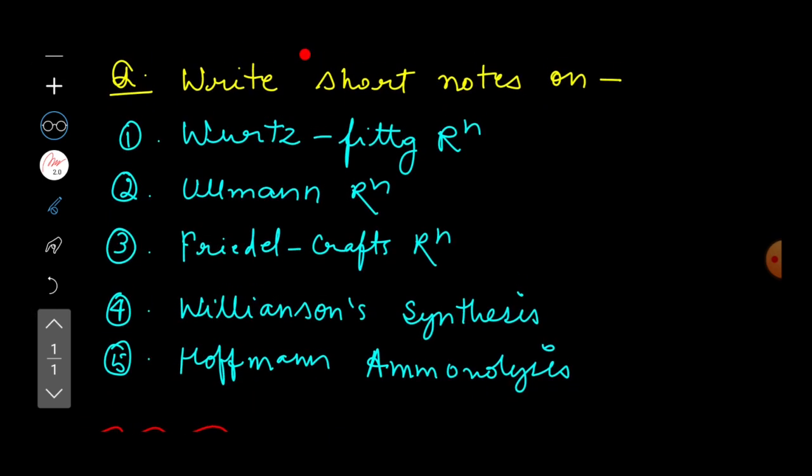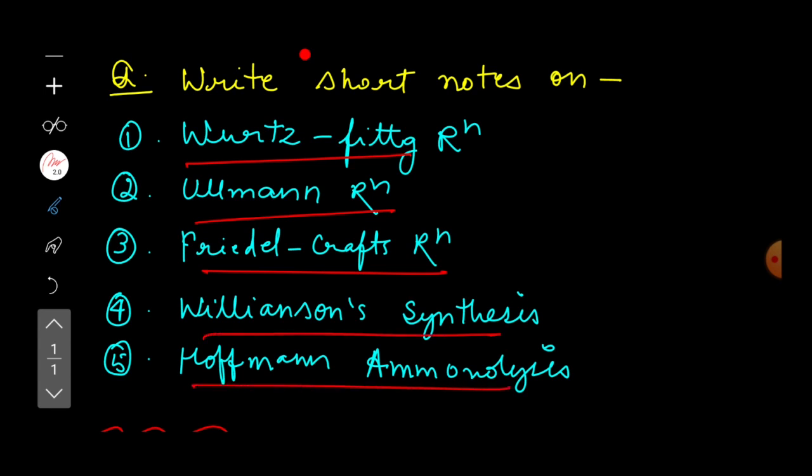Write short notes on the following. First one is Wurtz-Fittig reaction, Ullmann reaction, Friedel-Crafts reaction, Williamson synthesis, Hofmann ammonolysis. These types of reactions are called the name reactions. And name reactions are often asked in exams, and these can be asked in all the formats. First is short notes, and second is identify the equation and write the mechanism or discuss the mechanism of the following equation.